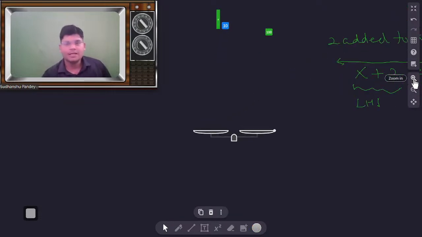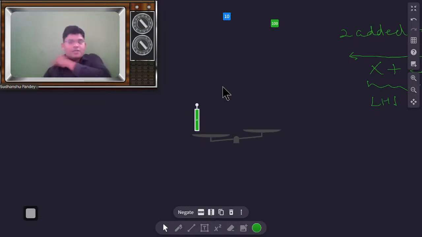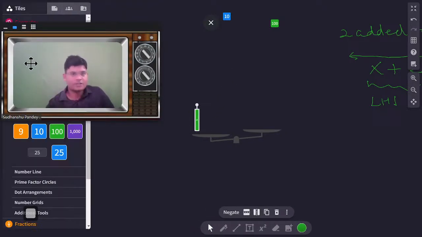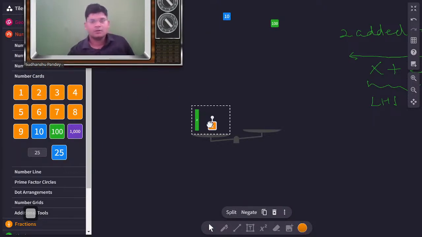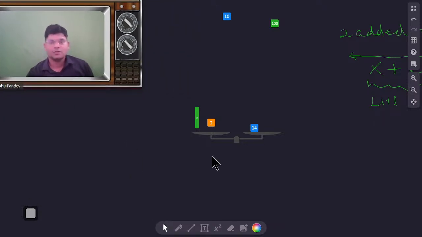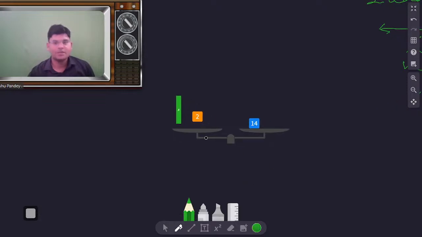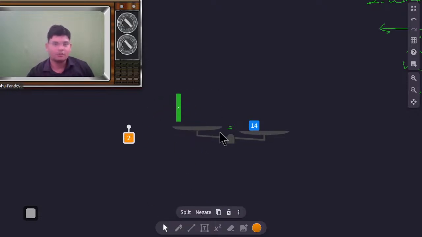Can you see this balance scale? Yes, sir. So what is the question? X plus 2 is equal to 14. Okay. Now understand this. This is the balance scale and this is the equation that x plus 2 is going to be 14. Now suppose I want to take away 2 from here. The balance is going to be unbalanced.